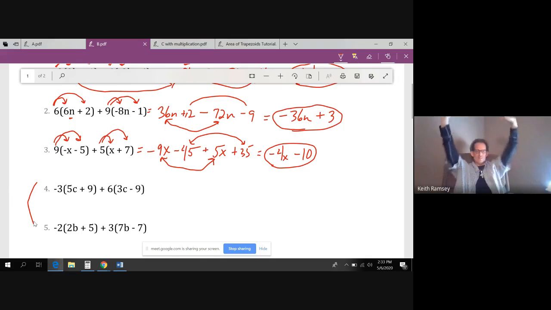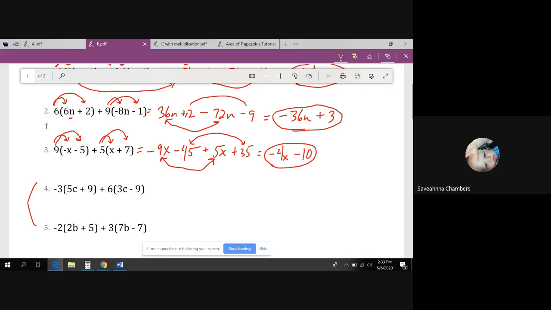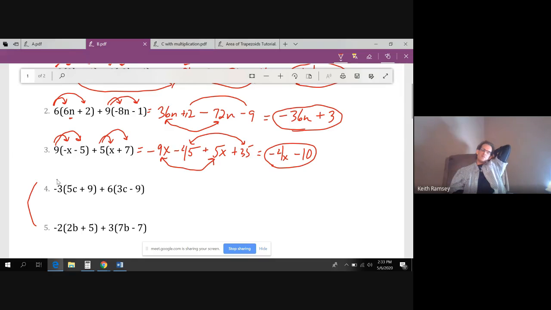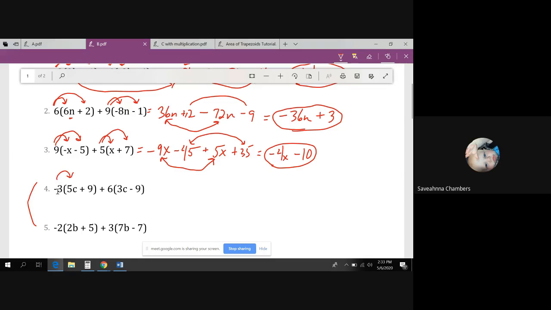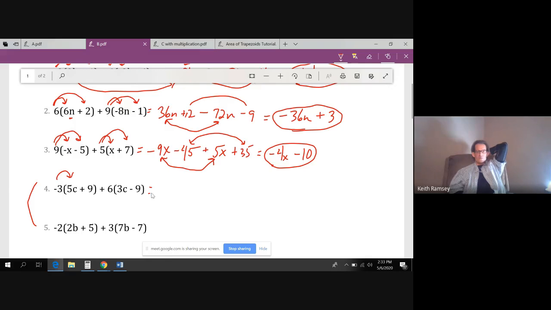Okay, hopefully that was enough time to look at 4 and 5. Let's look at number 4. We're going to distribute negative 3 times 5c. It's a negative times a positive equals negative 15c. And then distribute negative 3 times positive 9 is going to be negative 27. Then look at your next equation. 6 times 3c. These are both positive, so your answer has to be positive 18c. And then distribute 6 times negative 9. Positive times a negative is going to be negative 54.